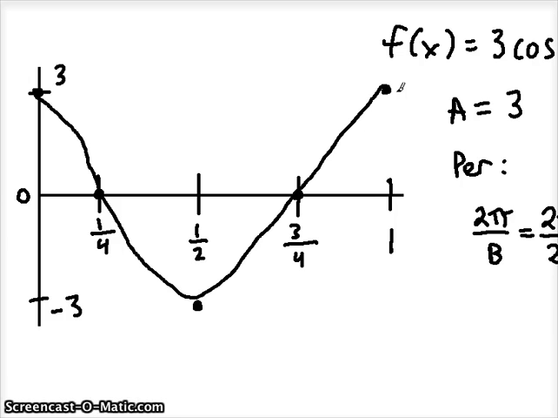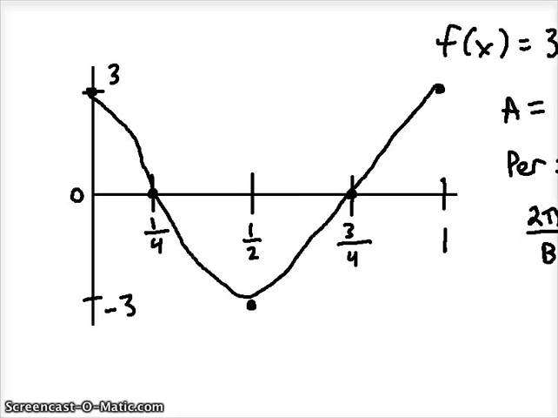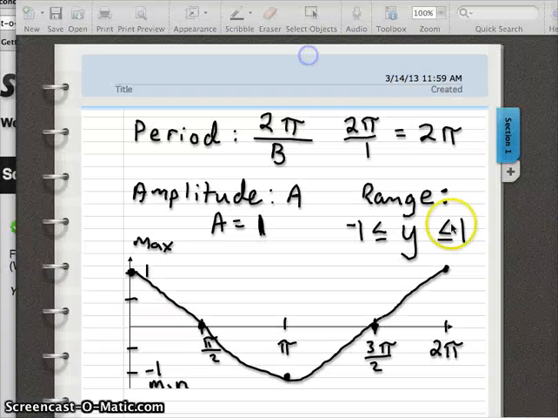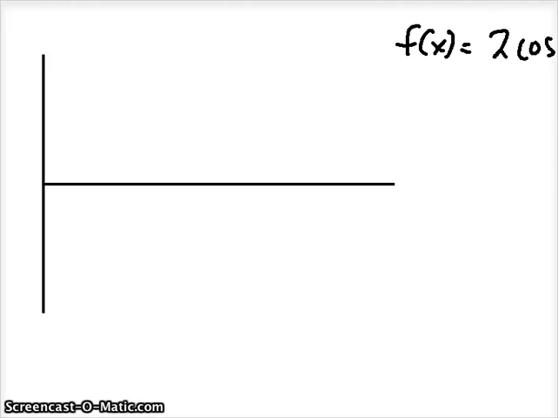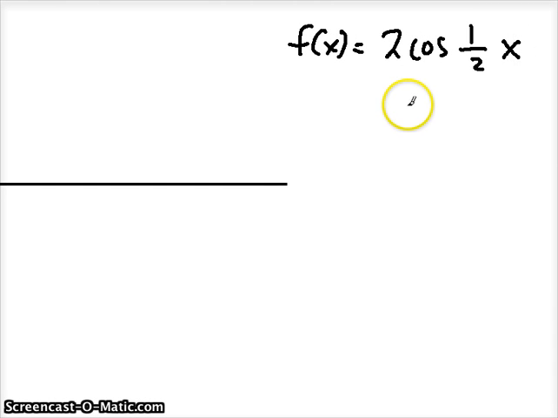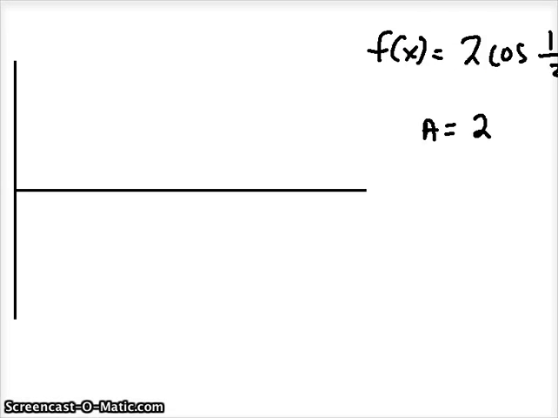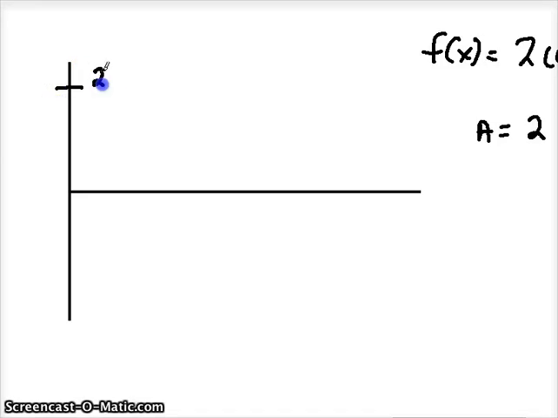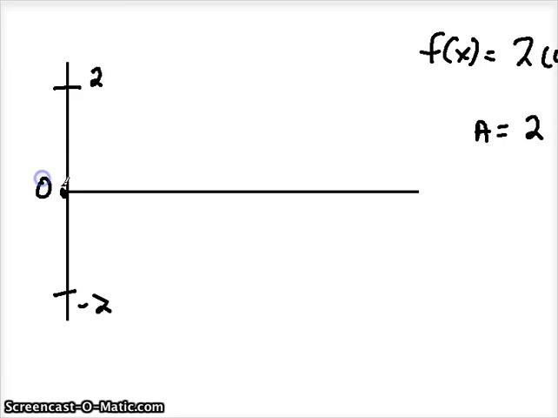Let's do one more here. This time, let's try this function. 2 times the cosine of 1/2 x. Amplitude's always the number in front of the trig function, so 2. So I now know that my maximum is going to be 2. My minimum is going to be -2. So my range will be in between -2 and +2. That shouldn't be there, sorry. That should be 0.